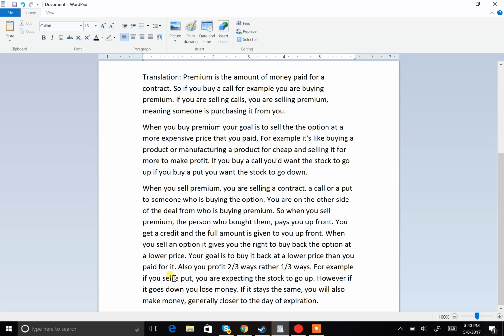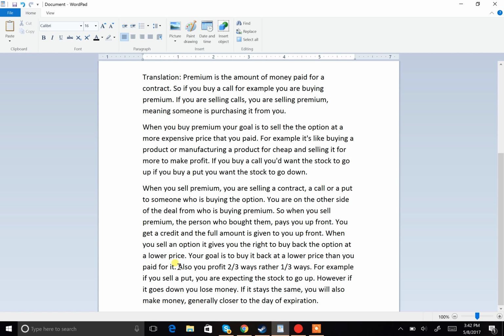So when you sell an option, it gives you the right to buy back the option at a lower price. If you're selling it at $1 and later on the cost goes down to 50 or 40 cents, then you had the ability to buy it back at the lower price. That's basically what it comes down to. Your goal is to buy it back at a lower price than you sold it for, obviously. That's how you profit. If you sold at $1 and the price goes down to 50 cents, that's a 50-cent profit right there. Just using numbers for the sake of teaching.